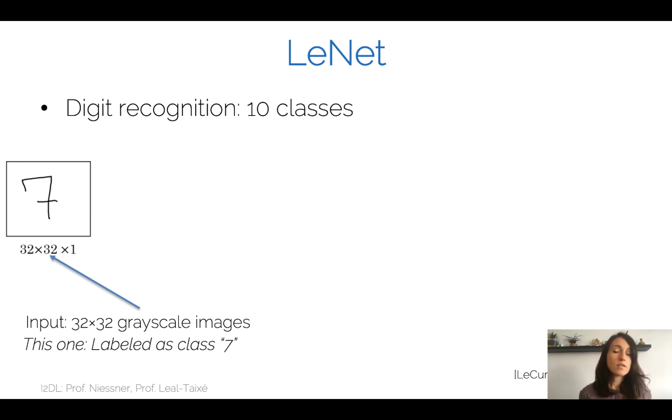Now, the image is very small. The input image is just 32 by 32, and it's a grayscale image, therefore we have only one channel. So ideally, what we would want is for this particular image to be labeled, of course, as a 7, therefore as the 8th class, if we start with 0.